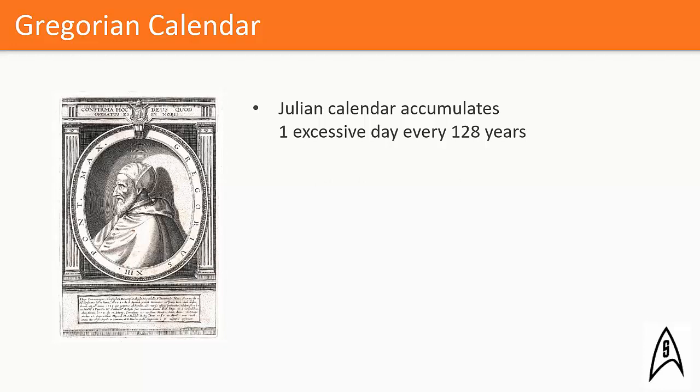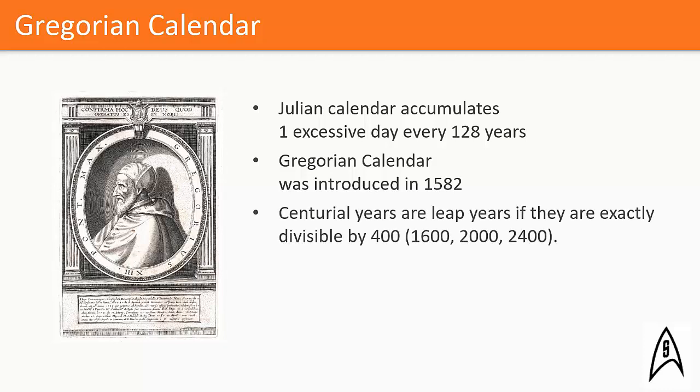Pope Gregory XIII introduced another calendar which fixed that problem of accumulating one excessive day every 128 years. The Gregorian calendar was introduced in 1582 on October 4th. The Gregorian calendar had to eliminate all the accumulated excessive days immediately. So after the 4th of October in 1582, the 15th of October goes.